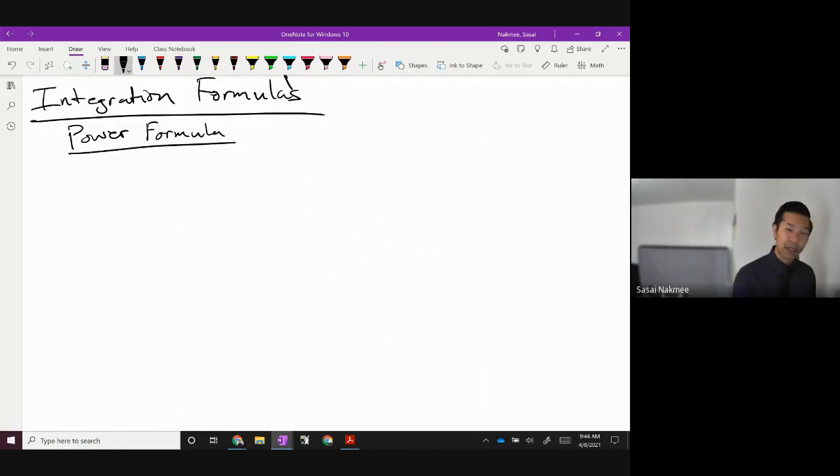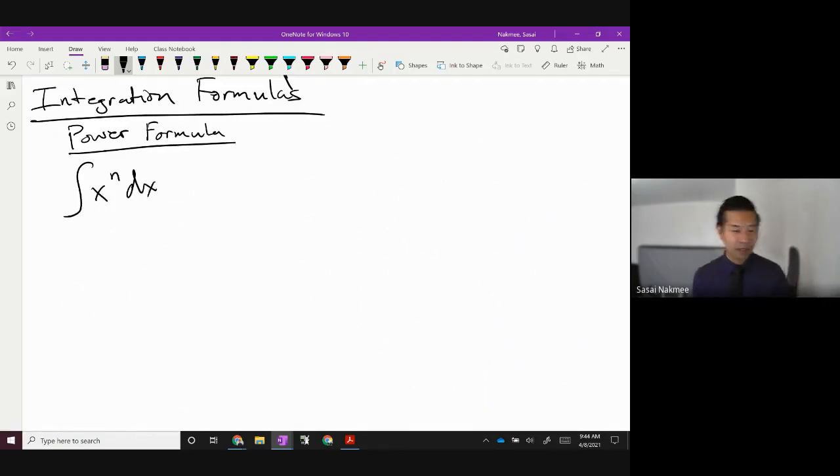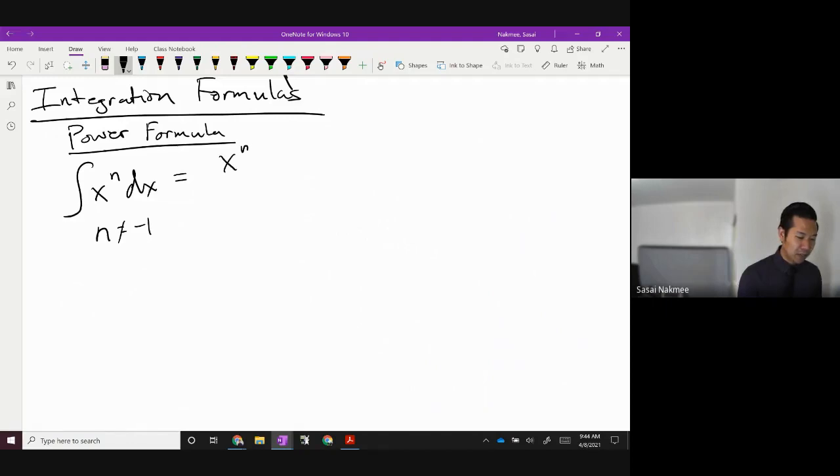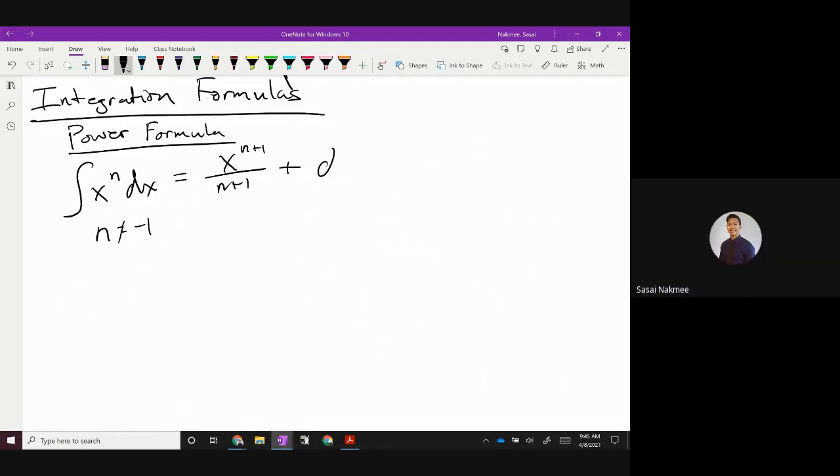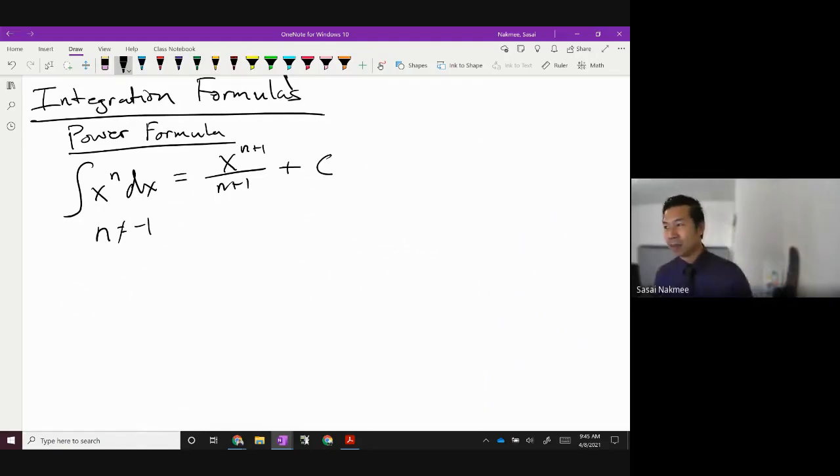The power formula is this one right here. If I have the integral of x to the n dx, n being some constant that does not equal -1, any number except -1, and we'll talk about why in a second here, but check this out. Any constant besides -1, the antiderivative of that is always going to be x to the n plus 1 divided by n plus 1. Don't forget, though, of course, the plus c. Don't forget the plus c.